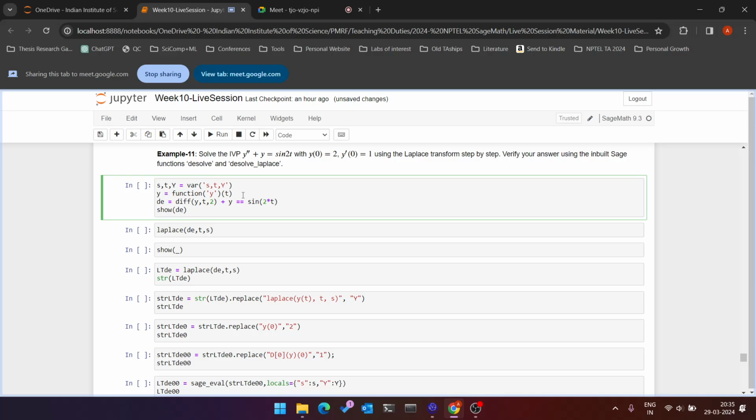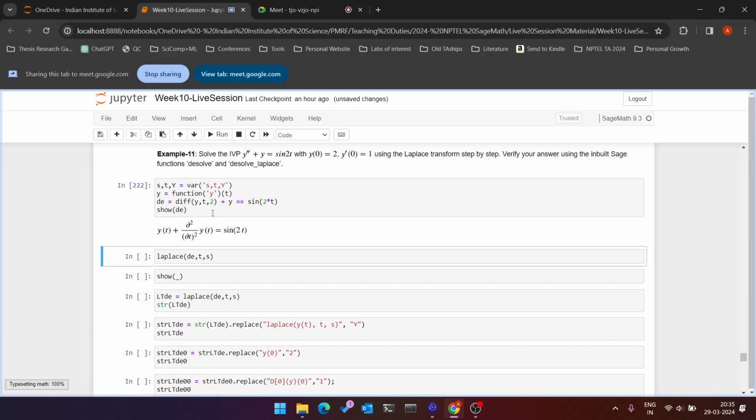As is the custom, a good habit is to first specify the variables involved. So s, t and capital Y. Capital Y is basically for the Laplace of y. Next, the small y is a function of t, y equals y of t, and my differential equation is what I have written down in Sage: the second derivative of y with respect to t equals sine of 2t.